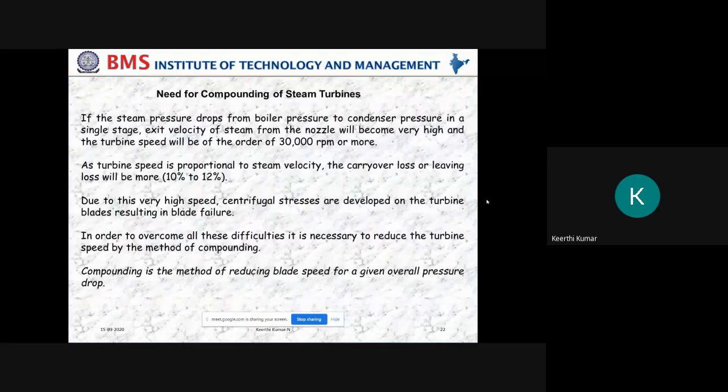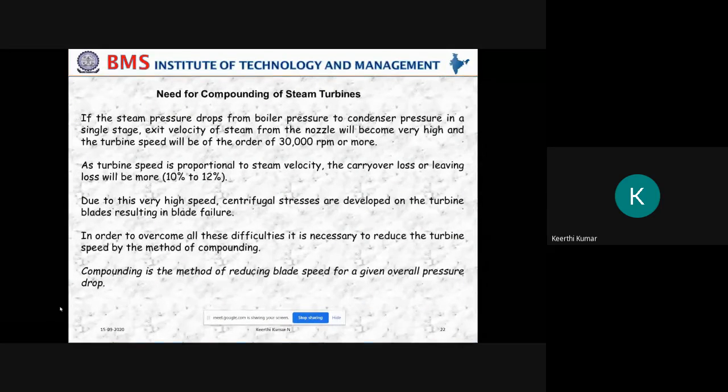Okay. Next heading is, what do you mean by compounding? Need of compounding for the steam turbine. Can anyone tell what you mean by compounding? Multi-stage expansion. Increasing the number of stages. Very simple word. What she told is correct. It is nothing but increasing the number of stages. That is the meaning of compounding.